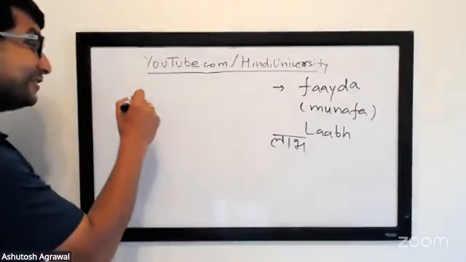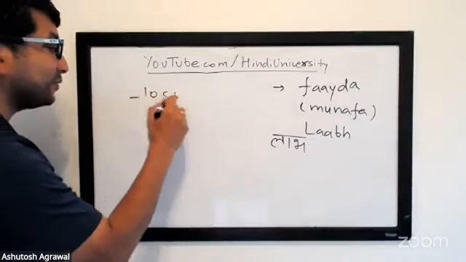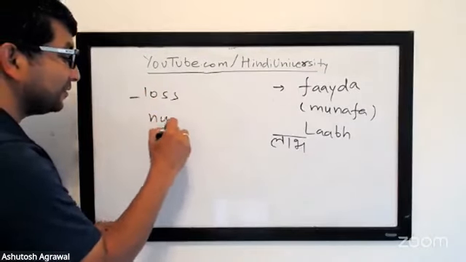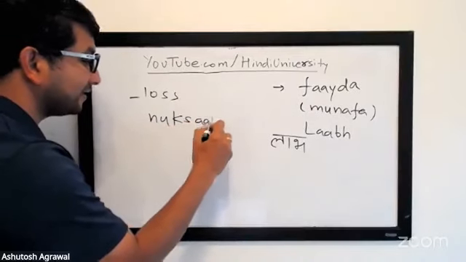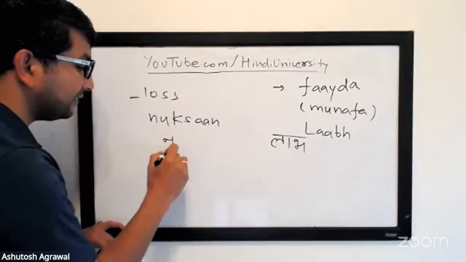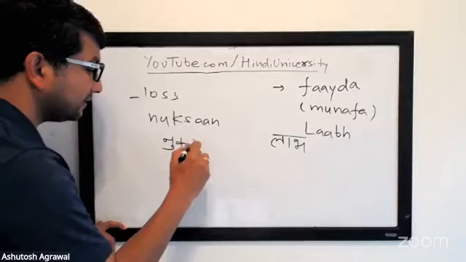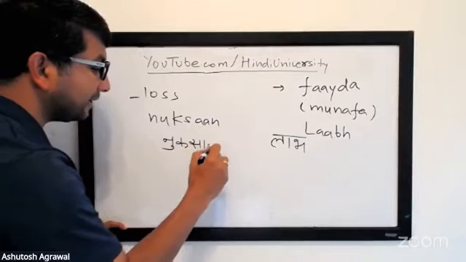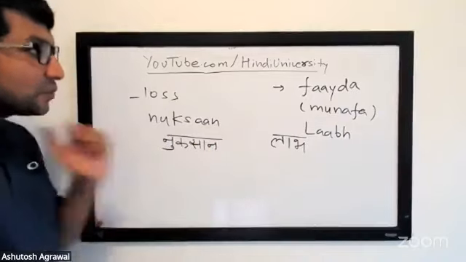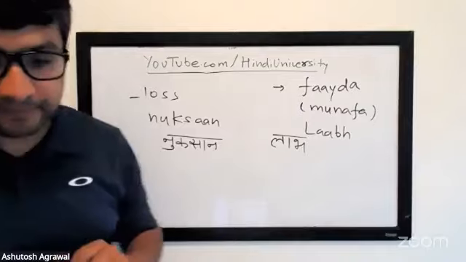Nuksan. Very good. Like loss would be nuksan. You have a na with u, k, s with a, and then na. Nuksan. So you have faida and you have nuksan. Okay.